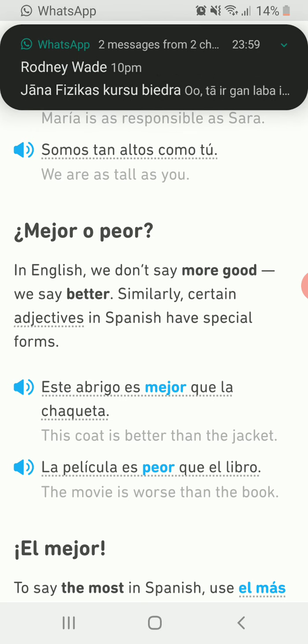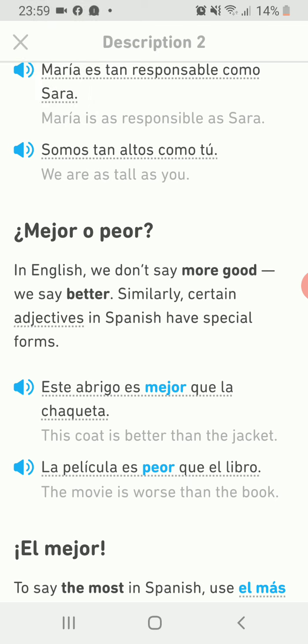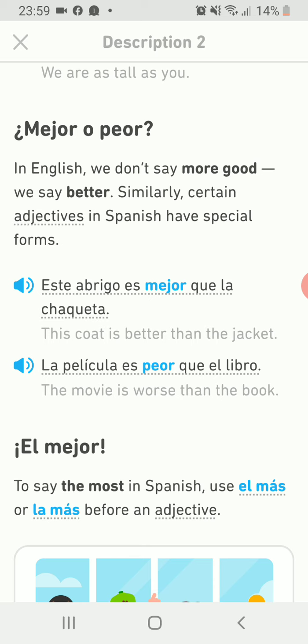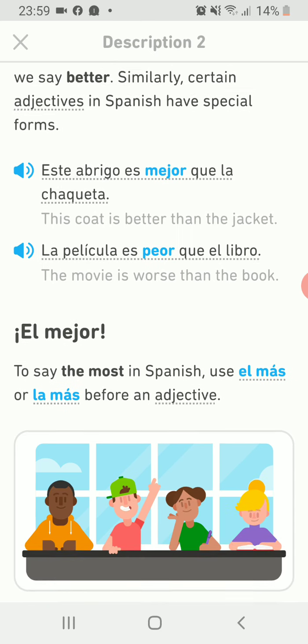Because it's a long adjective. Este abrigo es mejor que la chaqueta. So the coat is better than the jacket. La película es peor que el libro. The movie is worse than the book.